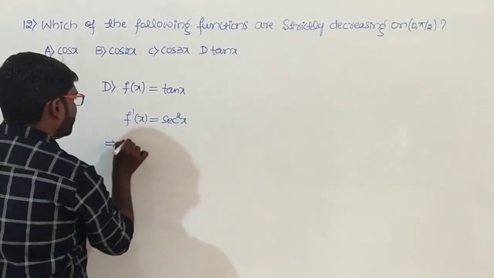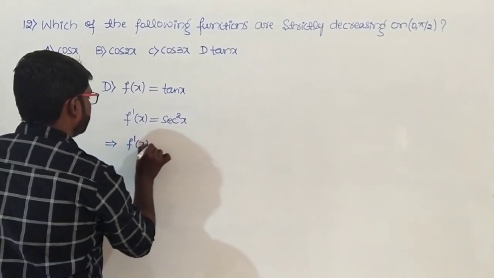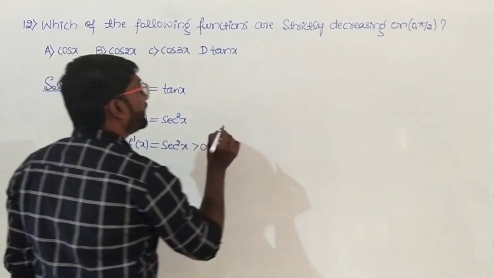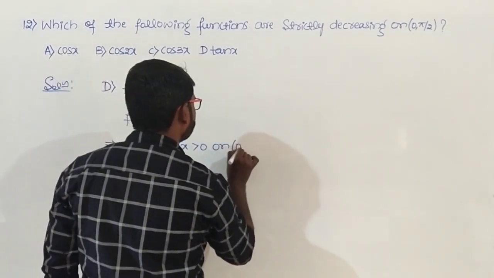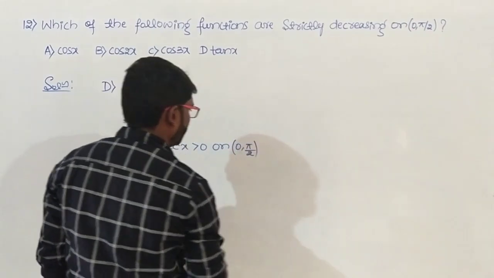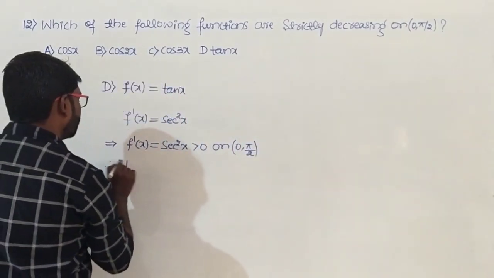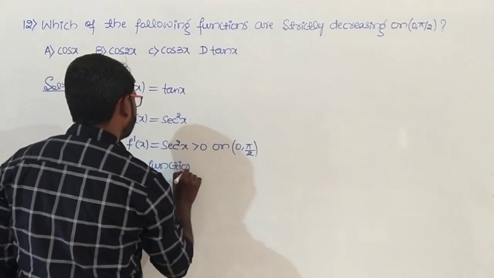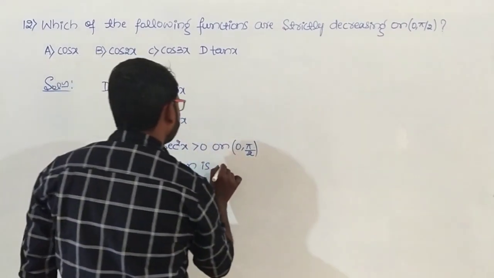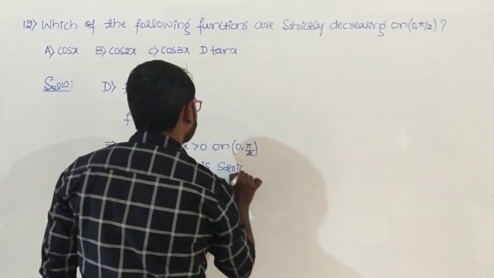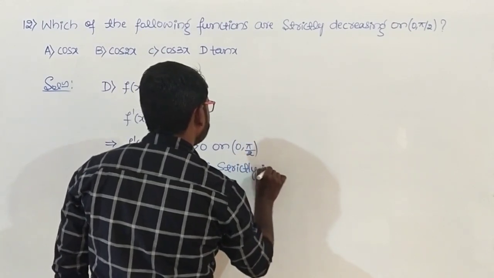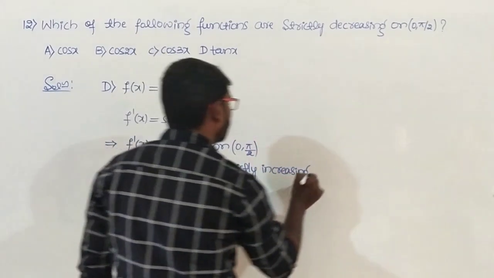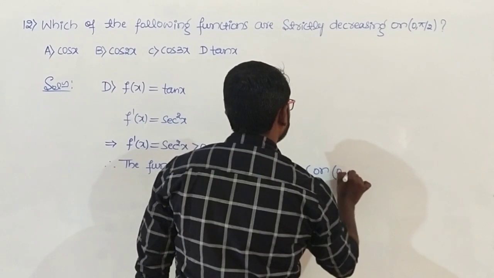This implies f dash of x, which is equal to secant square x, is greater than 0 on the open interval 0 comma pi by 2. Therefore the function is strictly increasing on 0 comma pi by 2.